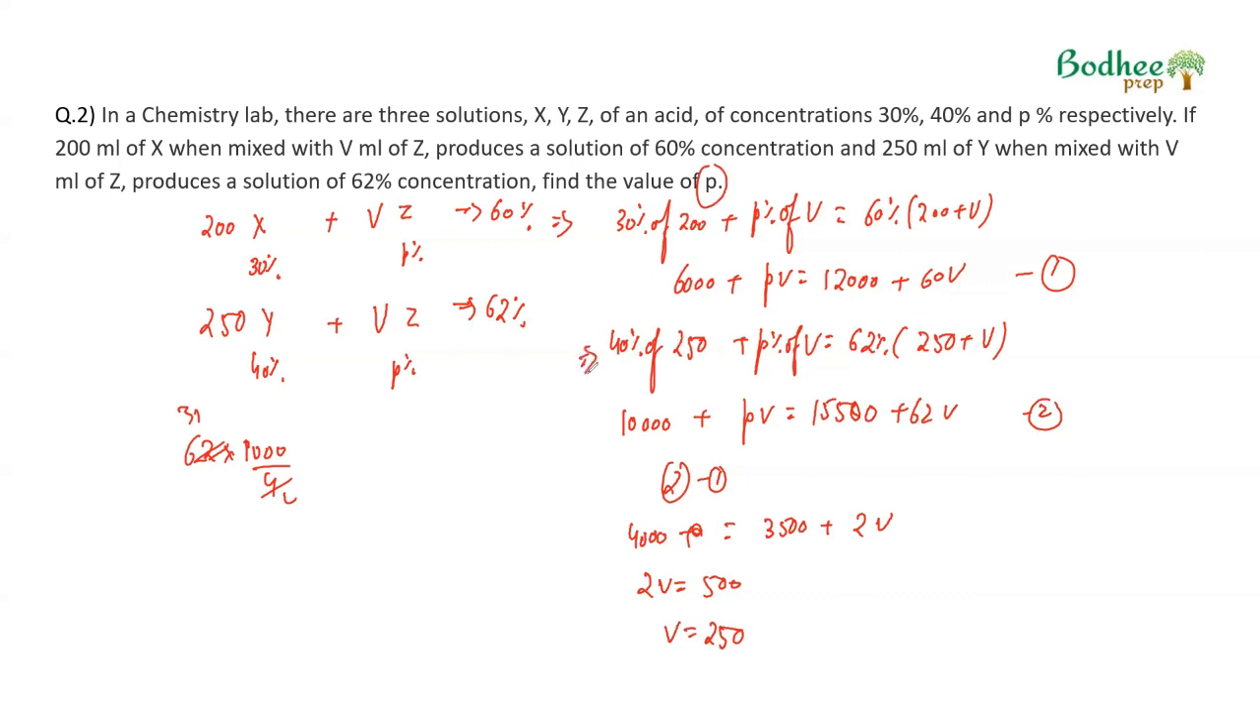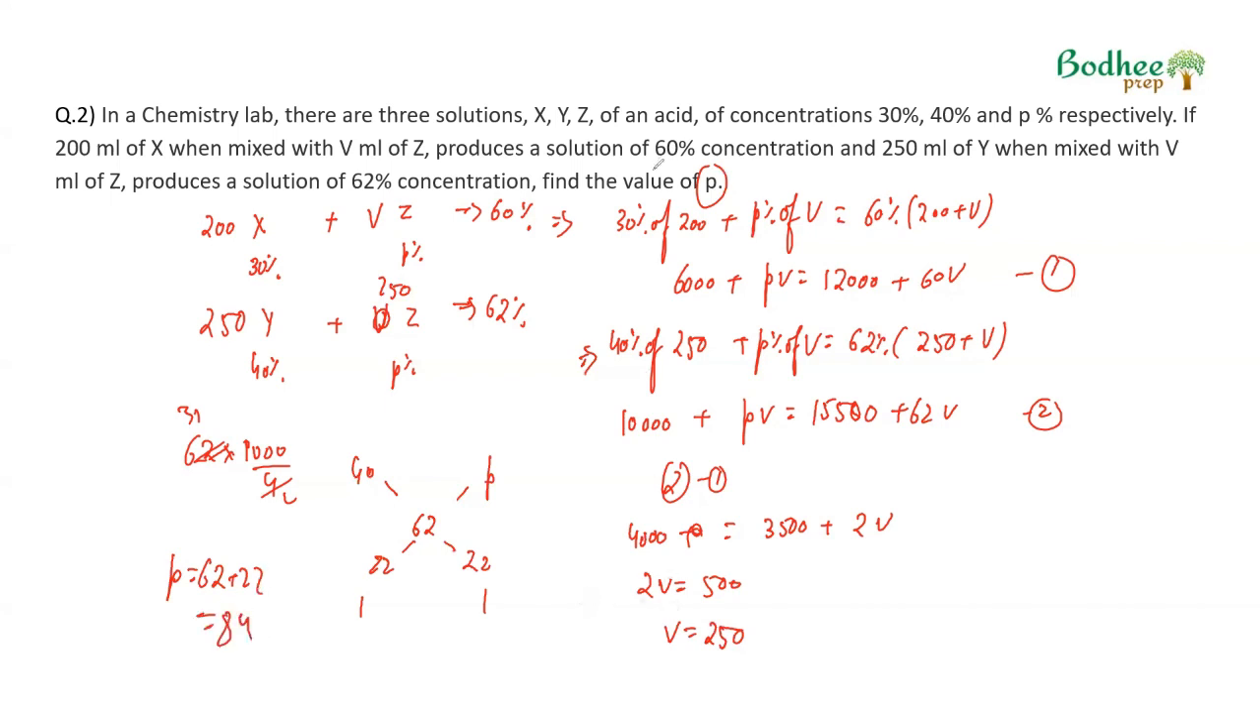So what we can do is we can substitute it here. If we look at this situation, this volume is 250 as well. Now we are mixing 40% and P percent in volume 1:1, 250, 250 to get overall concentration 62. 40 minus 62 is 22. So P minus 62 should also be 22. So P becomes 62 plus 22, which is 84.